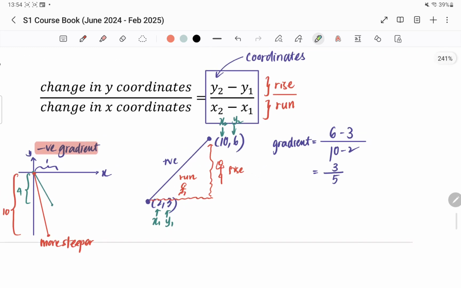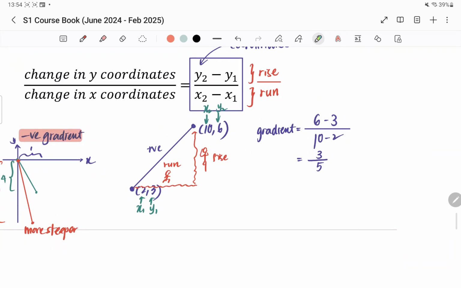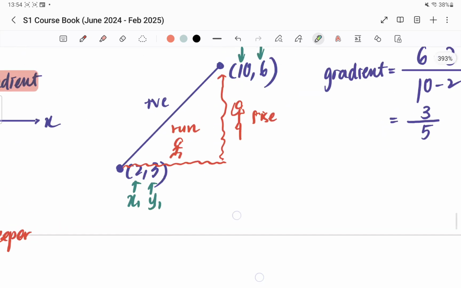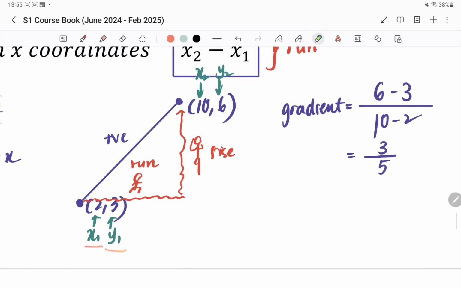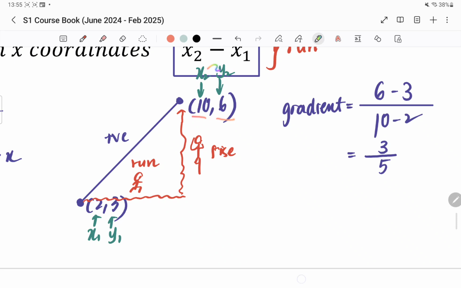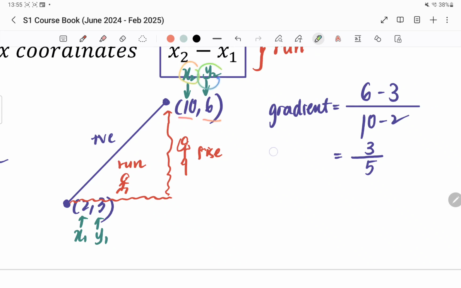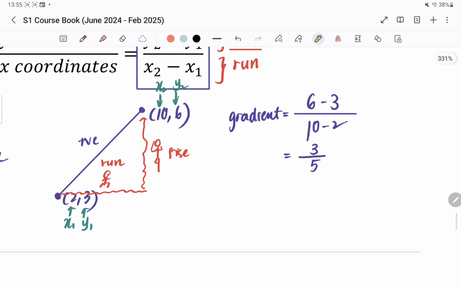To find the gradient, we need to determine which one is x1, y1, and which one is x2, y2. Here, 2, 3 is the starting point, so I give it x1 and y1. Then the final point will be 10, 6, so I give it x2, y2. Then I just have to substitute into my formula.